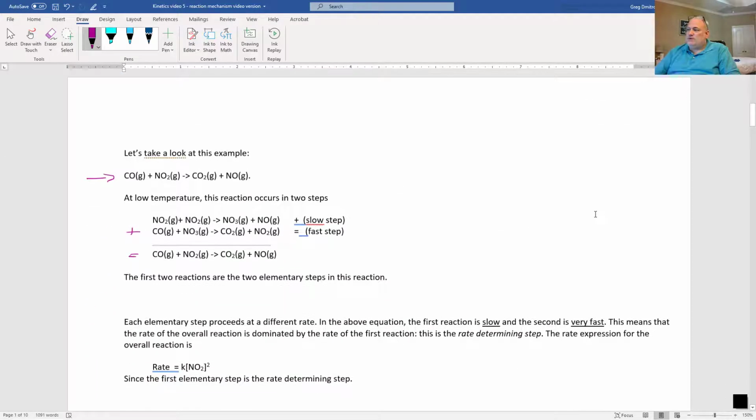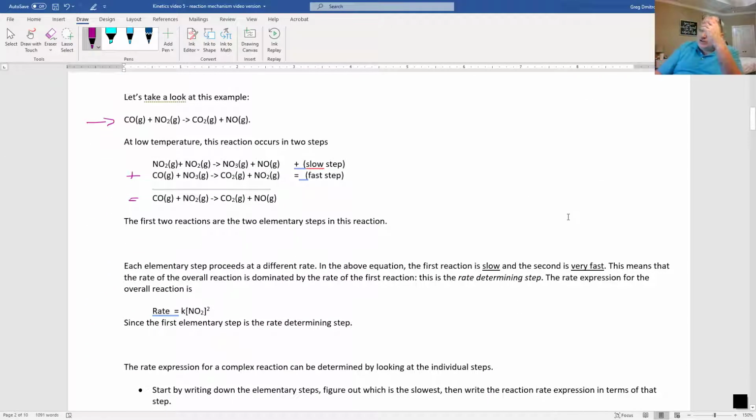Now here's where I want to point out something to you. The slow step always determines your rate law. So if we can write the rate law for the slow step, we're going to know the rate law for the overall reaction. Now what's cool, these are elementary steps. Both of these are elementary steps.